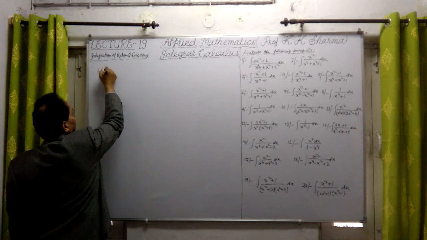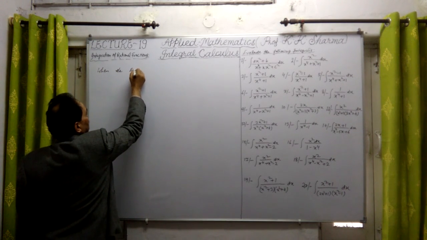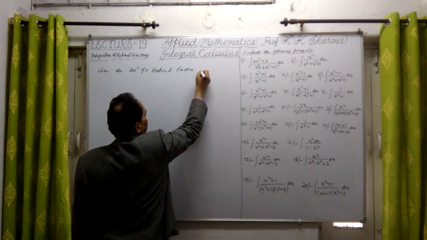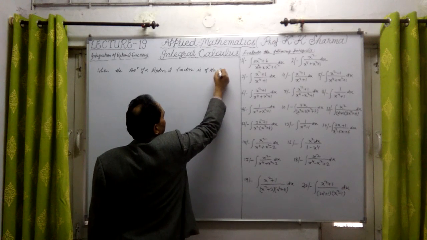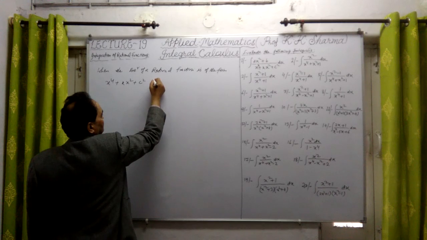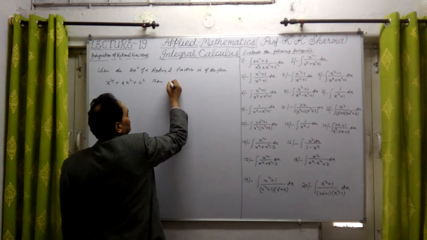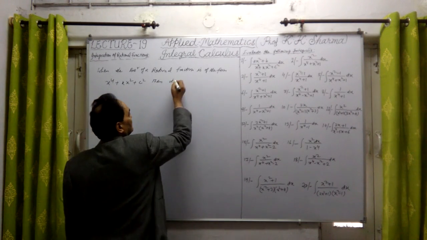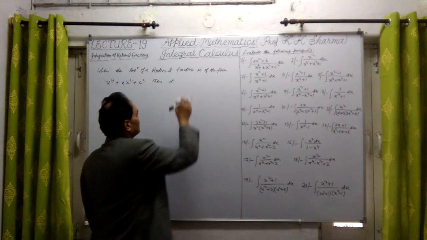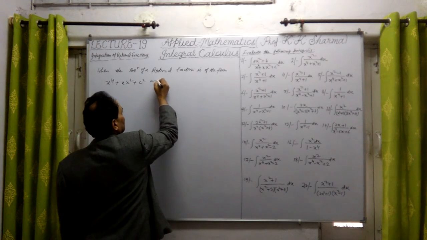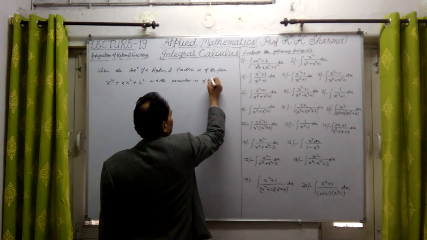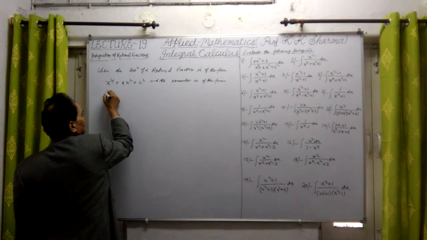In the situation when the denominator of a rational fraction is of the form x^4 + kx^2 + c^2, then it is to be divided by x^2. And the numerator is of the form ax^2 + b.